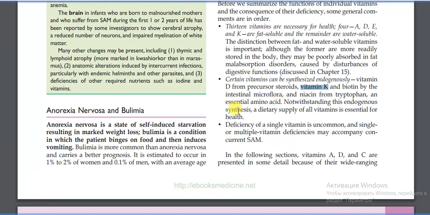Endogenous synthesis: a dietary supply of all vitamins is essential for health. Vitamin C is produced in most apes, as we are derived from apes by evolutionary theory. But in chimpanzees and humans, and probably in our common ancestors, the gene for vitamin C production was broken, because it happened just by evolution.